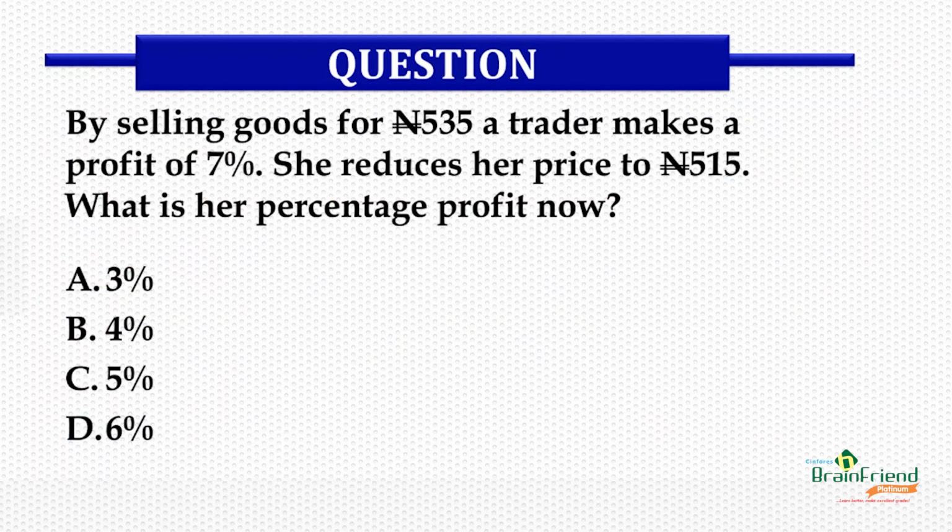By selling goods for 535 naira, a trader makes a profit of 7%. She reduces her price to 515 naira. What is her percentage profit now? Option A, 3%, option B, 4%, option C, 5%, or option D, 6%. The correct answer to this question is option A, 3%.